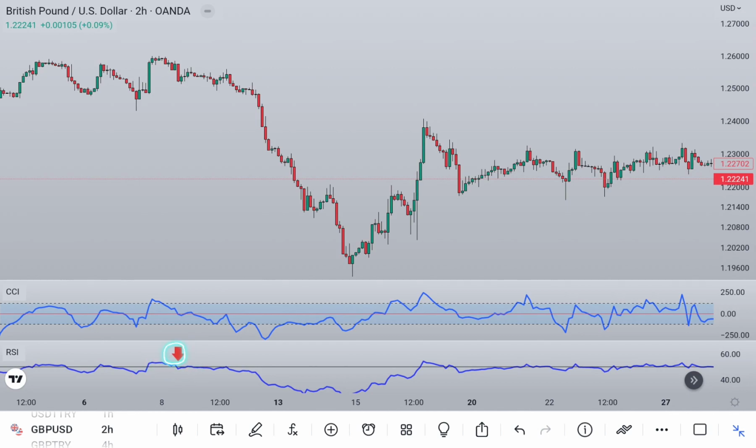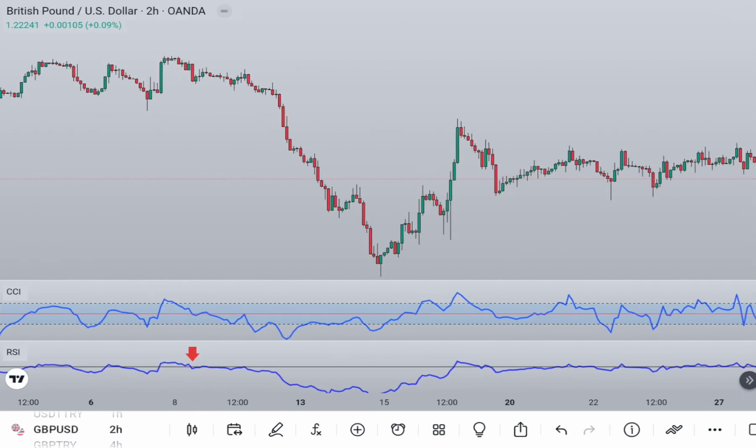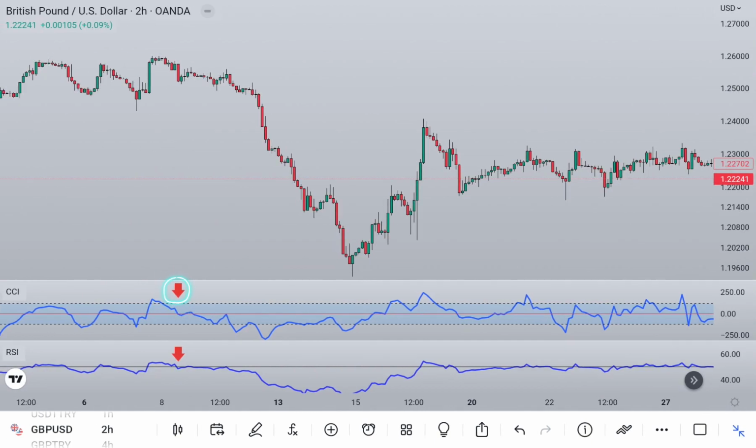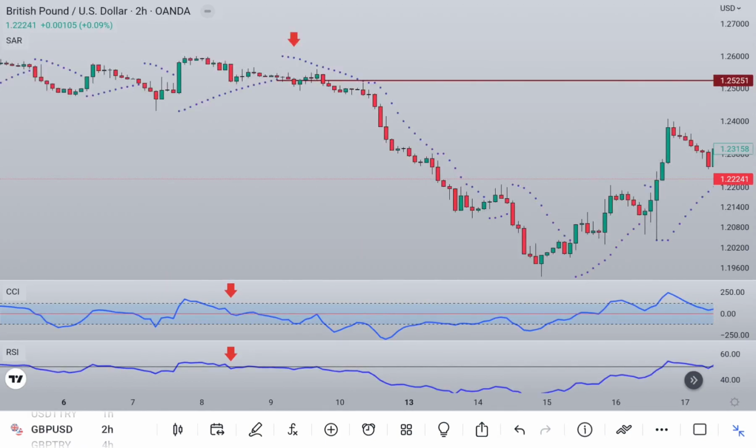Now let's move on to our short position examples. Rule 1. RSI indicator should go below 50 line. Rule 2. The CCI indicator must go below 120 or 0. Rule 3. The Parabolic SAR indicator must be above the price. This is a sell signal.